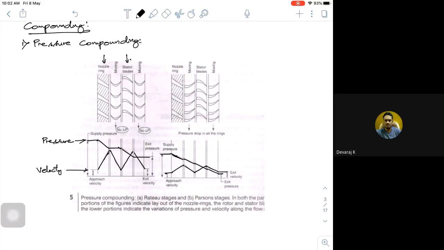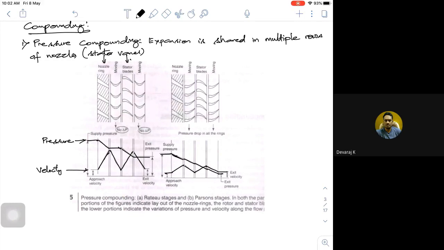Let me write that. If the expansion is shared in multiple rows of nozzles, so nozzles are stator vanes or stator rings, whatever it may be called, we call that pressure compounding.